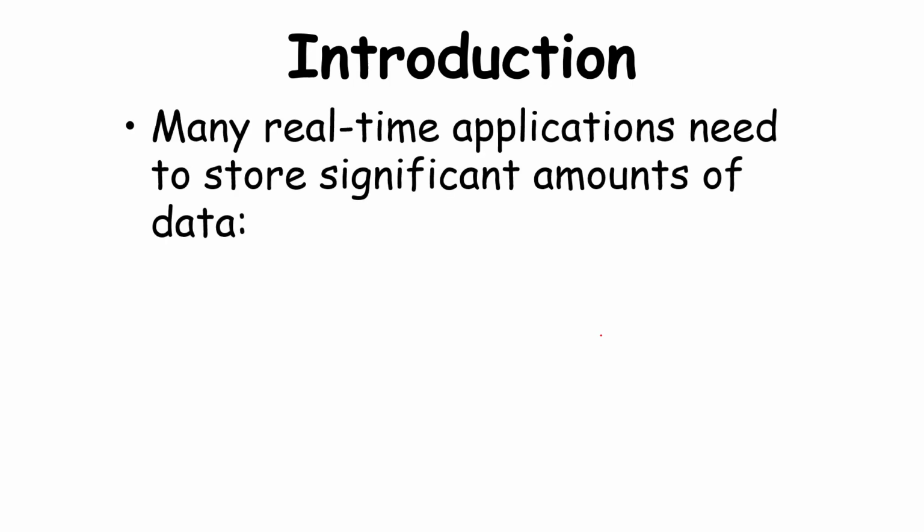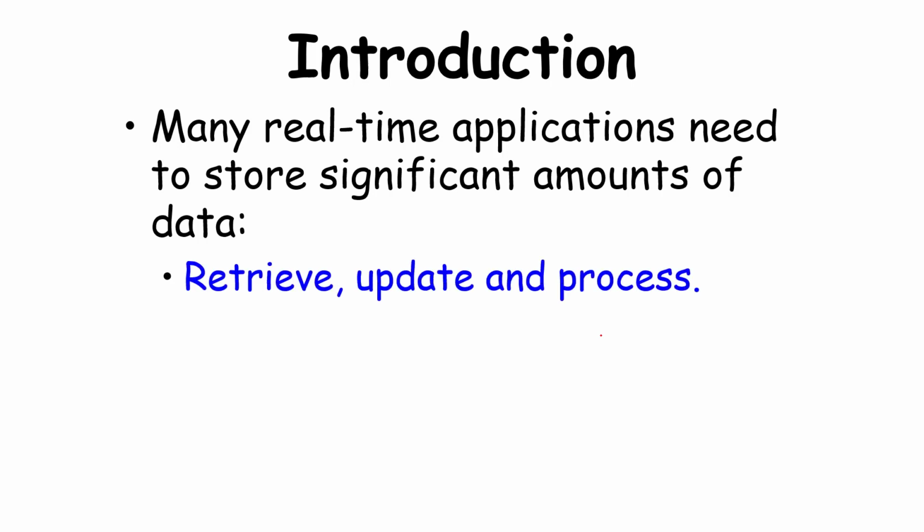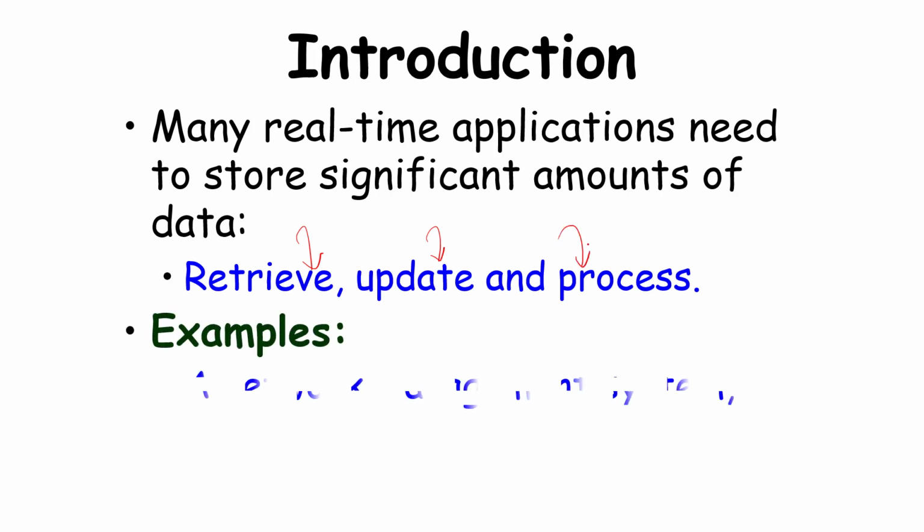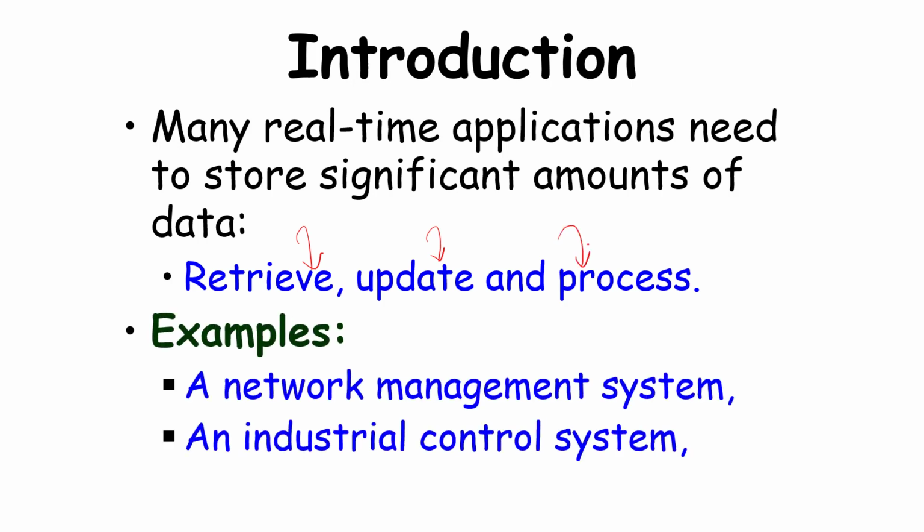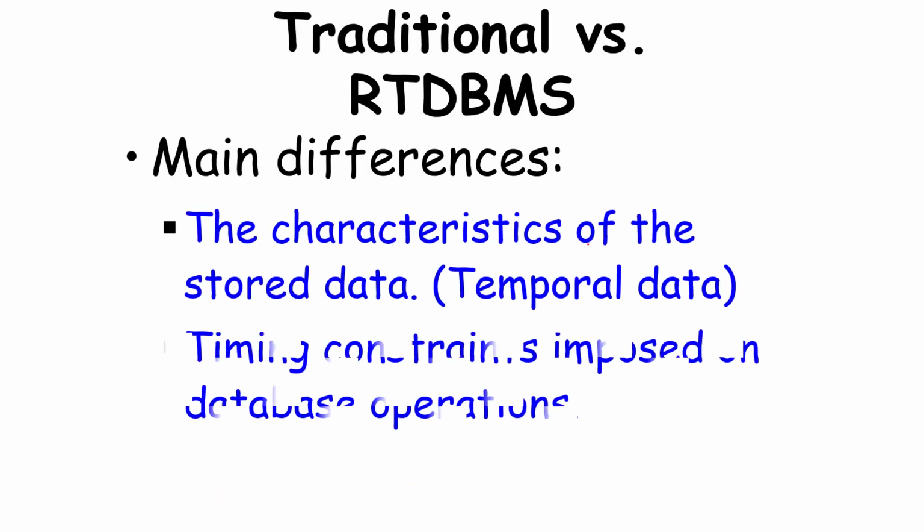Let's just introduce many real-time applications, particularly those deployed in an embedded context in the real world. They actually see a lot of data being generated, right? Their job is to retrieve the data, maybe update internal data structures and process them. Examples would be a network management system, industrial control system, autopilot system.